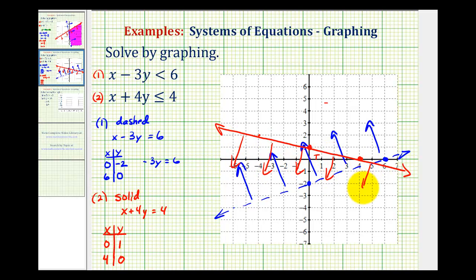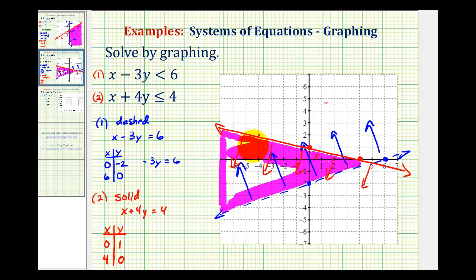And you can see that the double shaded region is this region here on the left. So we'll go ahead and shade this as the solution to the system. Again, which means that any ordered pair in this region would satisfy both of the inequalities, and it also includes this boundary line, but it does not include the blue boundary line because this is dashed.